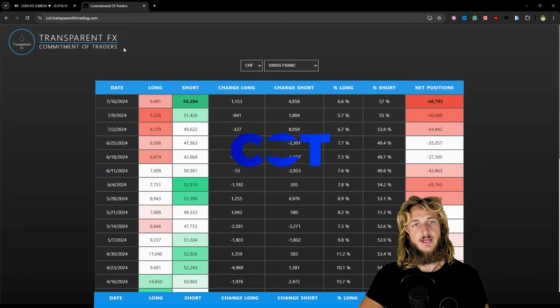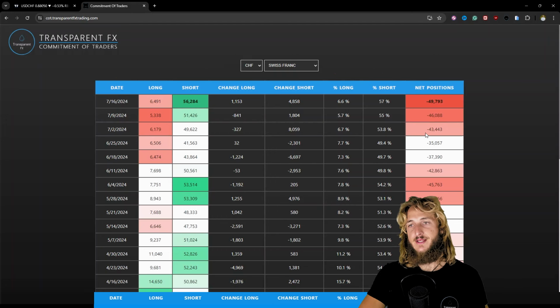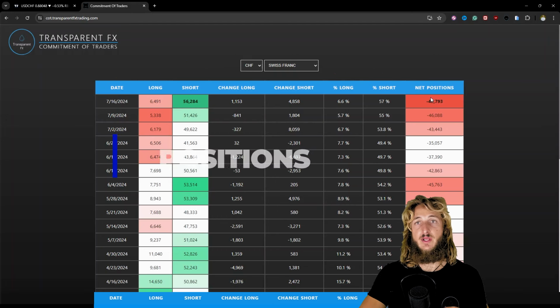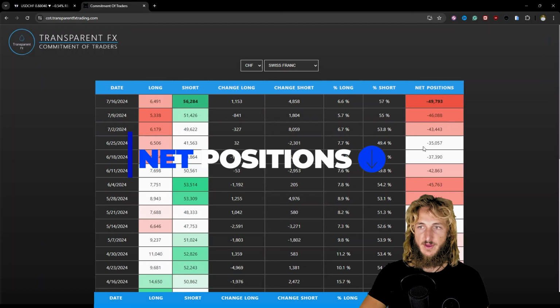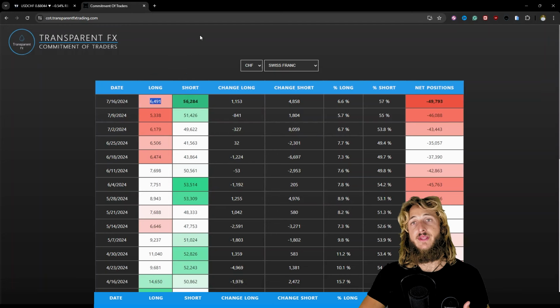Now, if we go and see what we have when it comes to the commitment of traders, so what hedge funds and the big players in the market are doing, and we check the data precisely for the CHF, we can see how with the last reports, net positions have been massively decreased. We went from having minus 35k net positions all the way down to minus 49.7k net positions, which is one of the lowest net positioning that we had in quite some time. And in fact, institutions are currently sitting on the CHF with 56.2k shorts compared to only 6.4k longs, showing how they are massively positioned to the bearish side of the CHF.